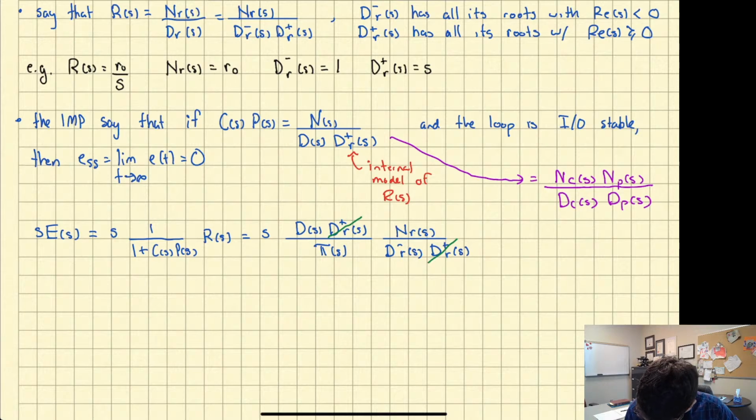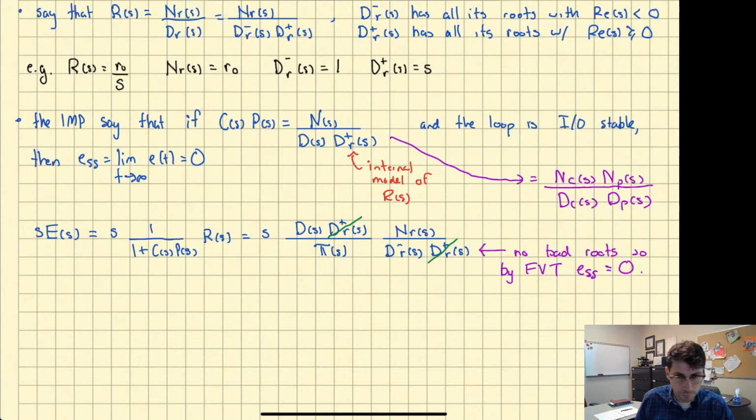So just to point out, no bad roots. So by the final value theorem, e_ss equals 0. All right. And so integral control for steps is just a special case of that. Okay, so that's the end of our review.